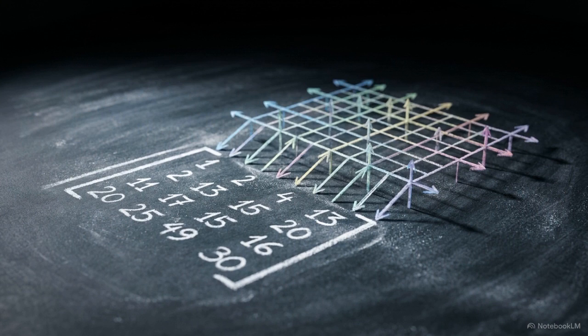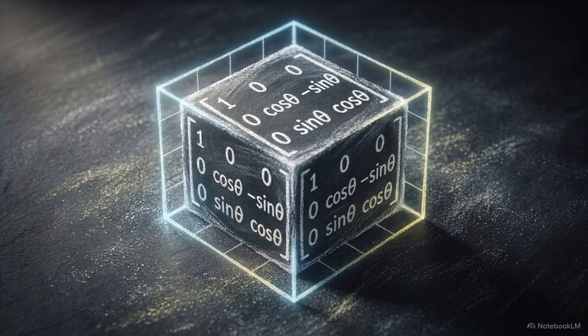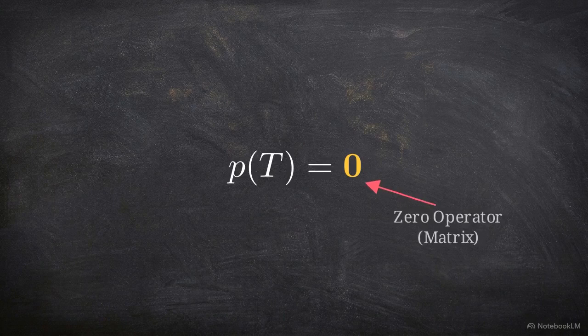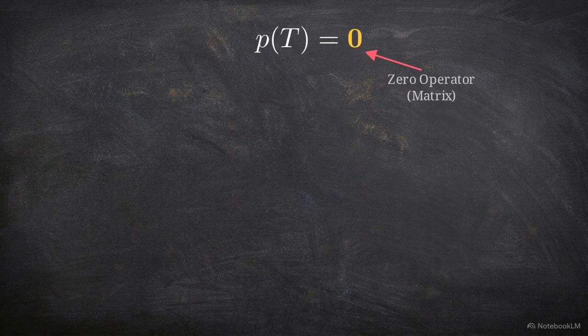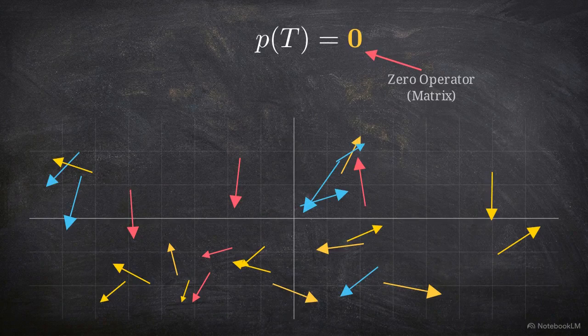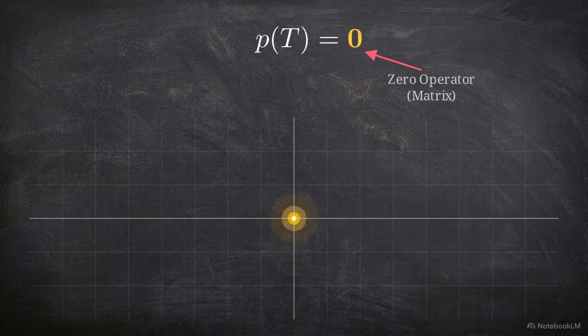Our search is focused on finding an equation that drives this entire configuration to zero, an annihilating polynomial. In this framework, polynomials act as algebraic machines capable of processing and neutralizing spatial transformations. The formal definition is straightforward. An annihilating polynomial is any polynomial p such that p of T equals the zero operator. This bold zero represents a matrix, not a scalar. The zero operator maps every possible vector in the space directly to the origin.